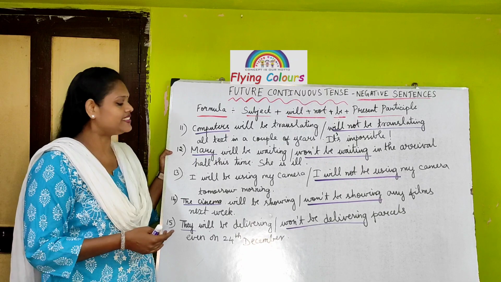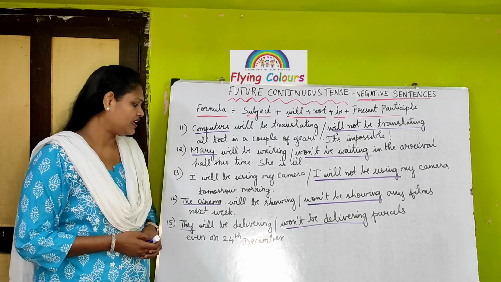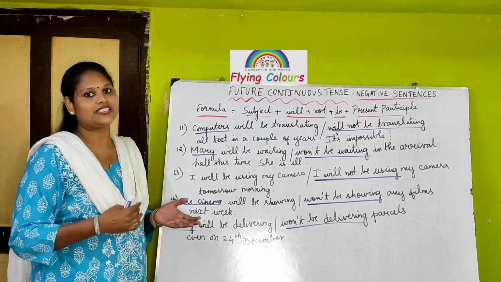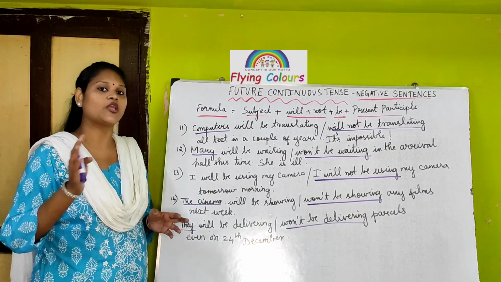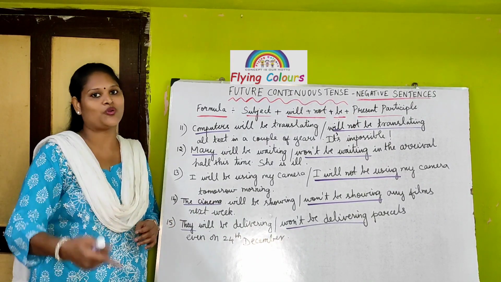Coming to the next sentence, I will be using my camera tomorrow morning. For the negative sentence, I will not be using my camera. Otherwise, I won't be using my camera tomorrow morning.